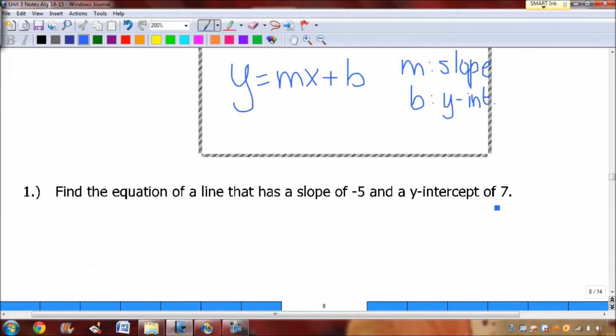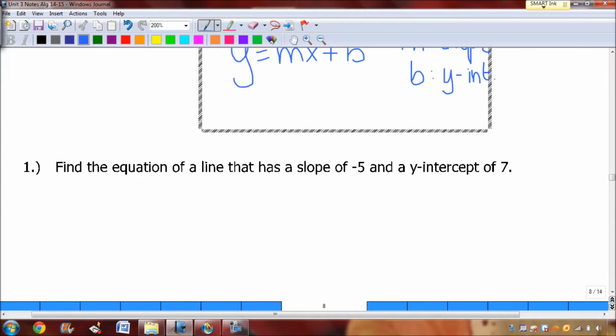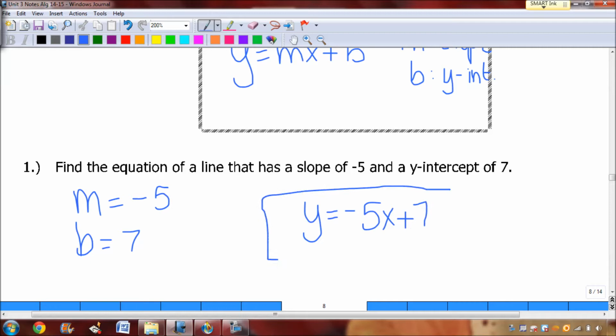It says find the equation of a line that has a slope of -5 and a y-intercept of 7. So what we're going to do is we're just always going to fill in what we know. So we know the slope, it's -5. We know the y-intercept, it's 7. So I have all the information I need. So my equation is y equals -5x plus 7.